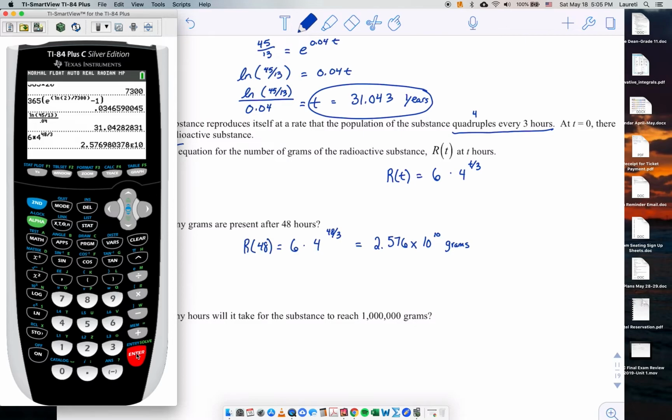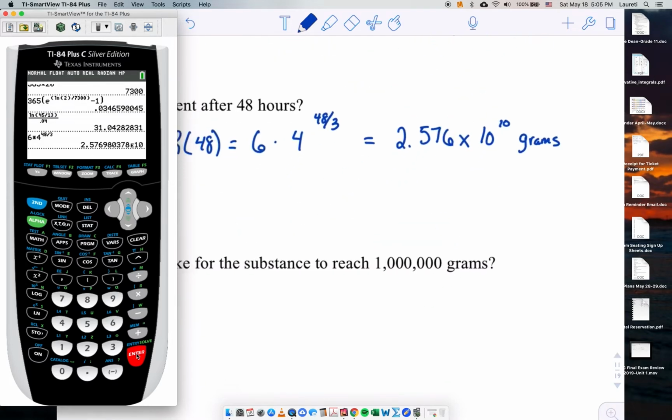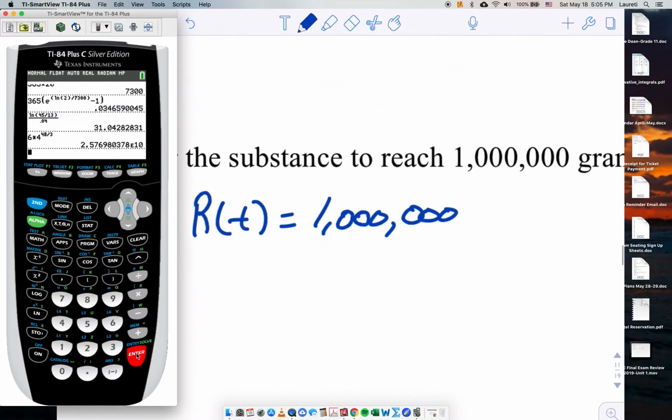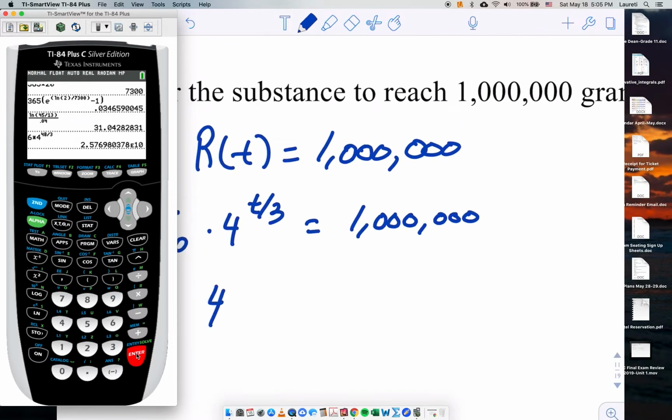All right, now it says how many hours will it take for the substance to reach 1 million grams? Okay. So we're trying to figure out when does R of T equal 1 million. All right, so that's 6 times 4 to the T over 3 equals 1 million. All right, so that's 4 to the T over 3 equals 1 million divided by 6.